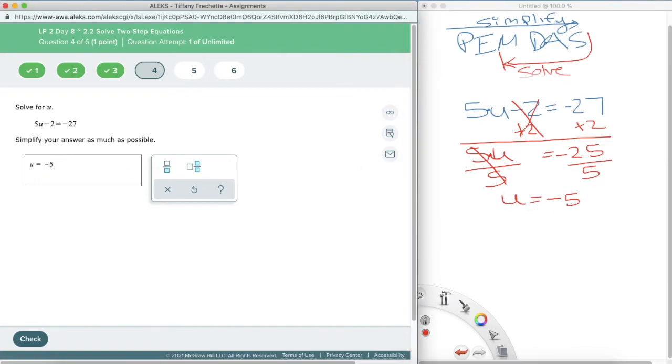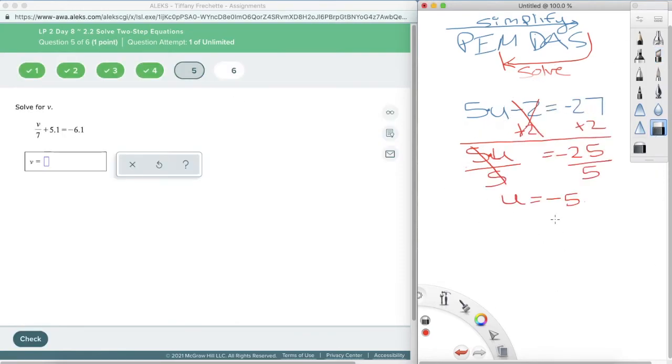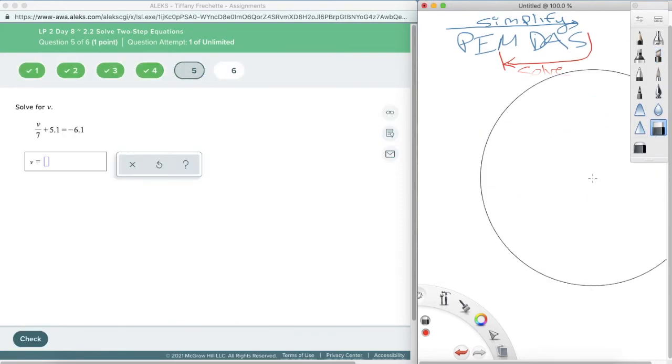Check. Okay, continue. Two more of these guys. Ooh, we're getting into some fractions here. I keep erasing a little bit more of my solve every time I do that.